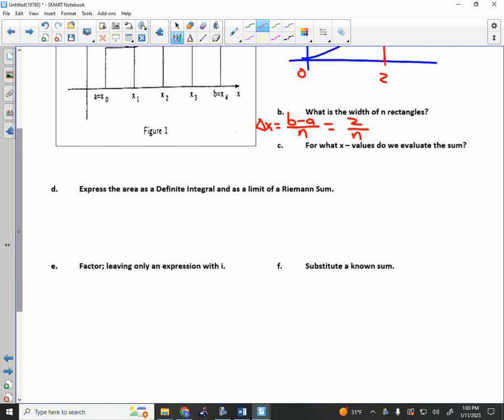For what x values do we evaluate the sum? Well, we said x sub i was equal to A plus delta x times i. Now, that looks like garbage right now. We're going to make it look pretty simple.